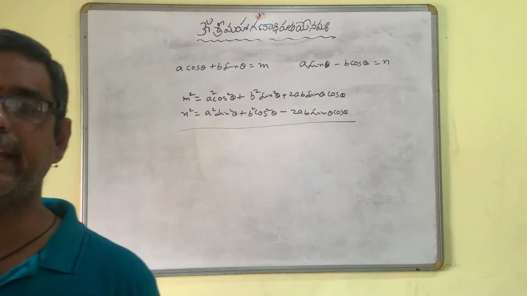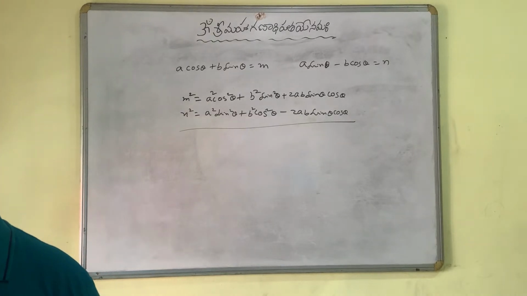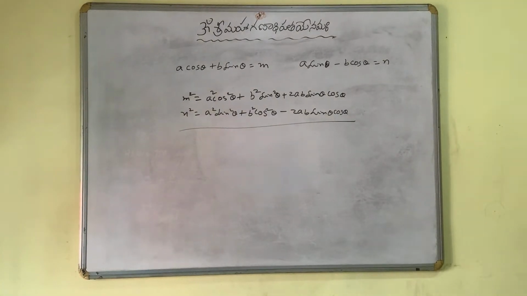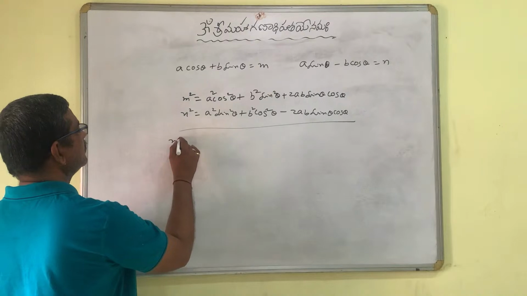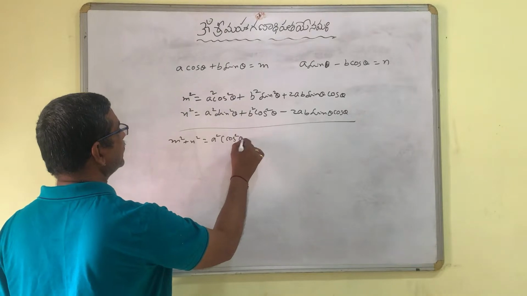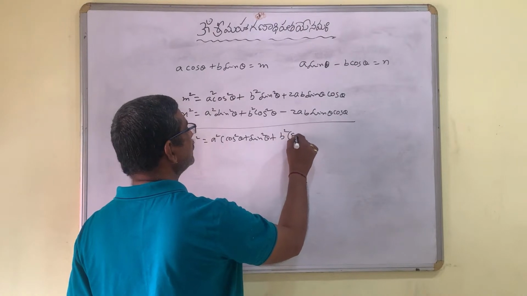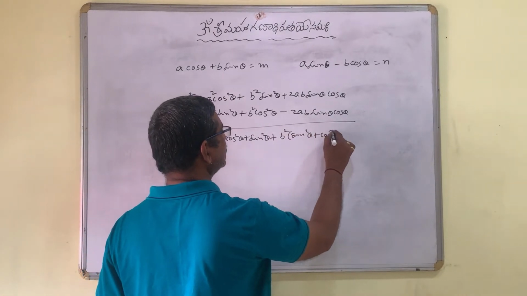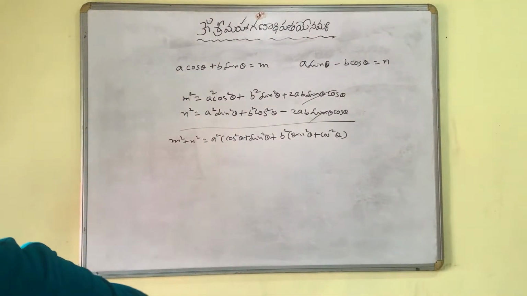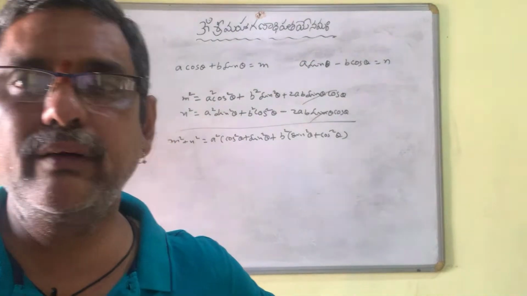Squaring on both sides, both the equations, we get m square, n square. Now add both the equations. M square plus n square is equal to a square into cos square theta plus sin square theta, plus b square into sin square theta plus cos square theta. Plus 2ab sin theta cos theta minus 2ab sin theta cos theta get cancelled. I think we got the answer. Is that right?